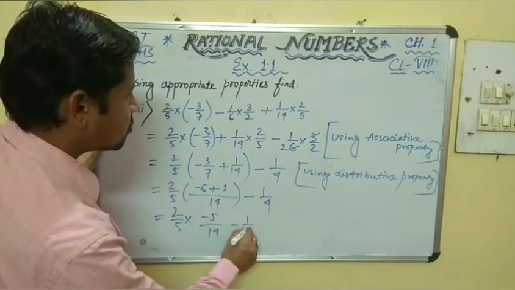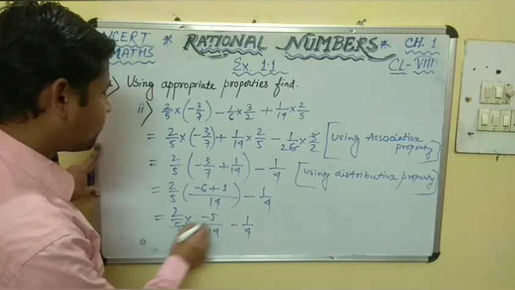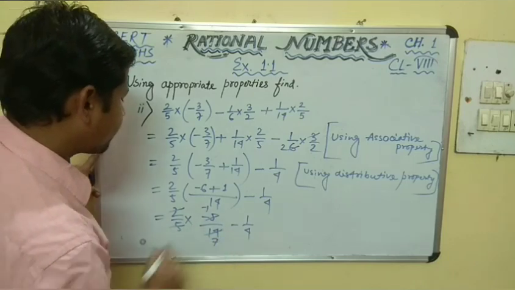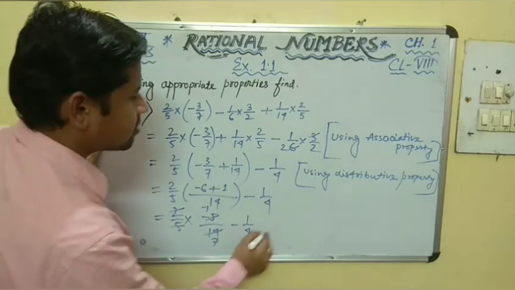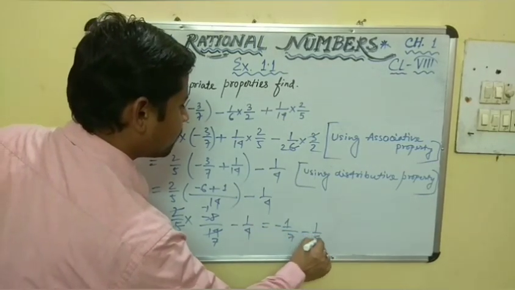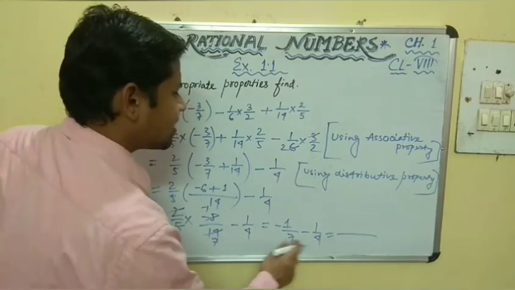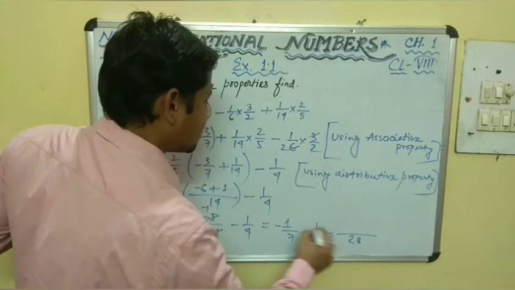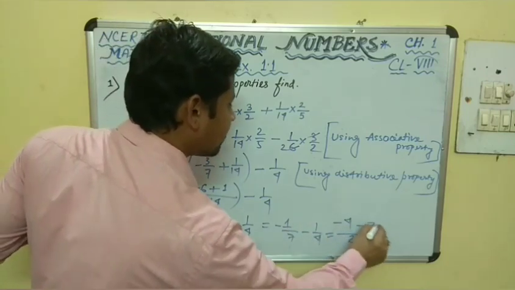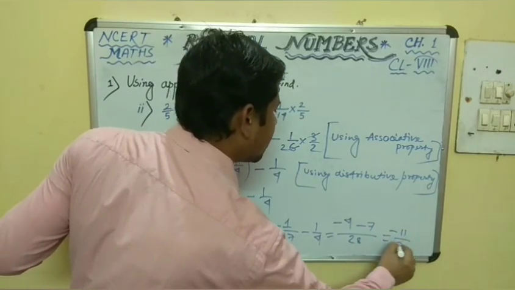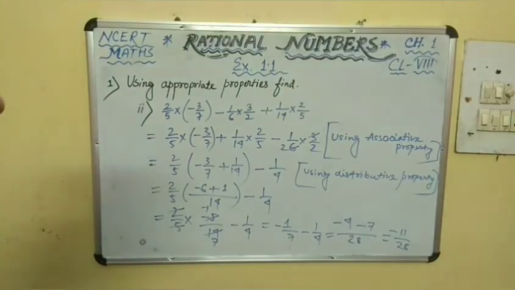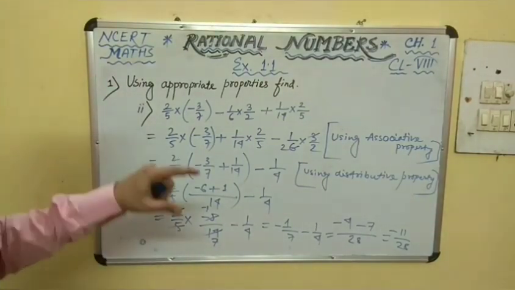Minus 1 by 4 as it is, and 5 1s are 5 and 5 1s are 5, so minus will be there, and 2 7s are 14. So minus 1 by 7 minus 1 by 4. So what will be the LCM? 7 4s are 28. So minus 4 1s are 4, minus 7 1s are 7. So that means minus 11 by 28. This is the answer. Required answer is minus 11 by 28.